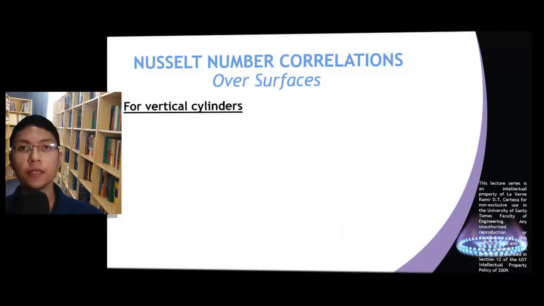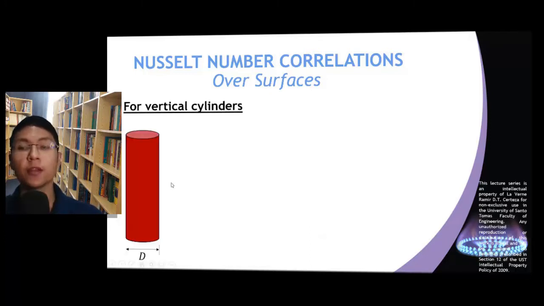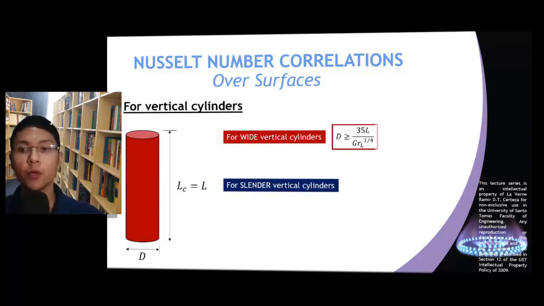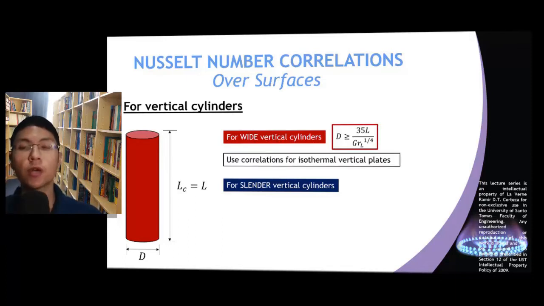For vertical cylinders having a diameter of d and that are oriented in this way relative to the fluid flow, the characteristic length that we must use in solving for the Rayleigh number is the length of the cylinder. Correlations for vertical cylinders differ depending on whether the cylinder can be considered a wide vertical cylinder or a slender vertical cylinder. A cylinder can be considered wide if its diameter exceeds this ratio. In this case, we can simply compute for the Nusselt number using the correlations for isothermal vertical plate.